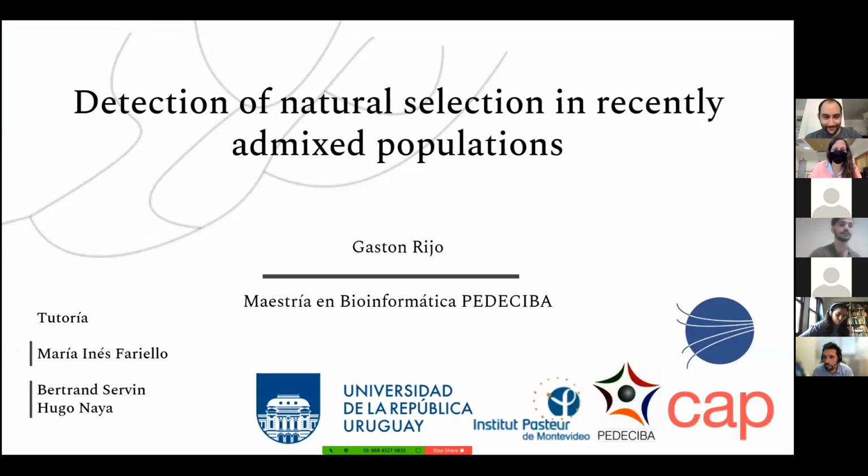So let's start. The title of my thesis is Detection of Natural Selection in Recently Admixed Populations. The title is relatively broad, but the problem that I am trying to solve is narrower in scope. So let's begin.